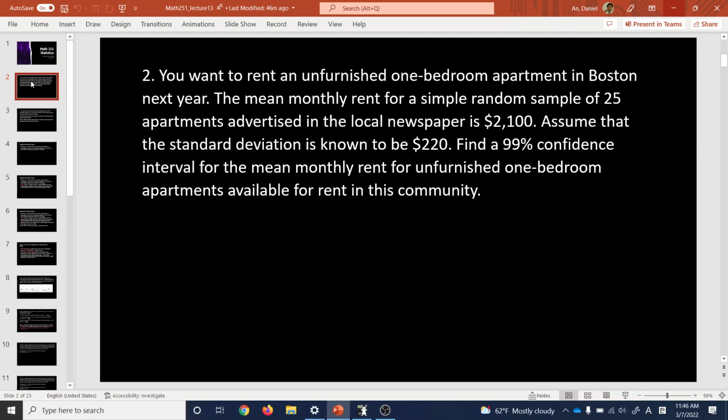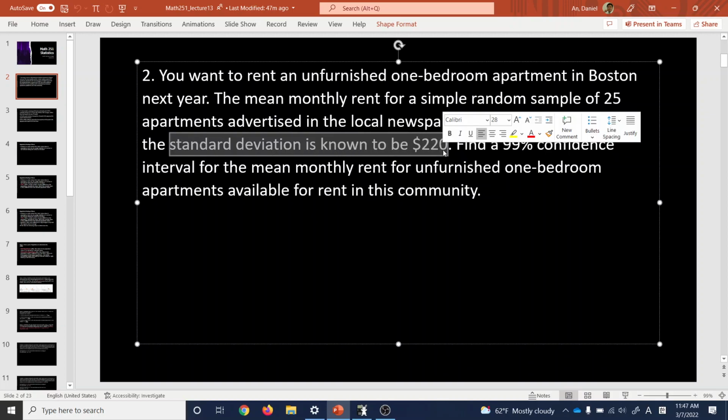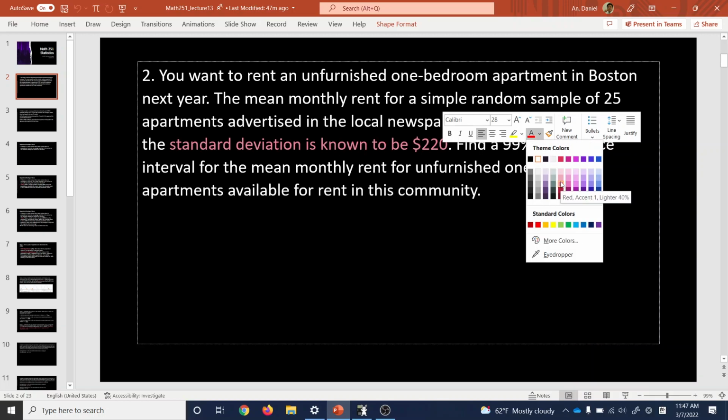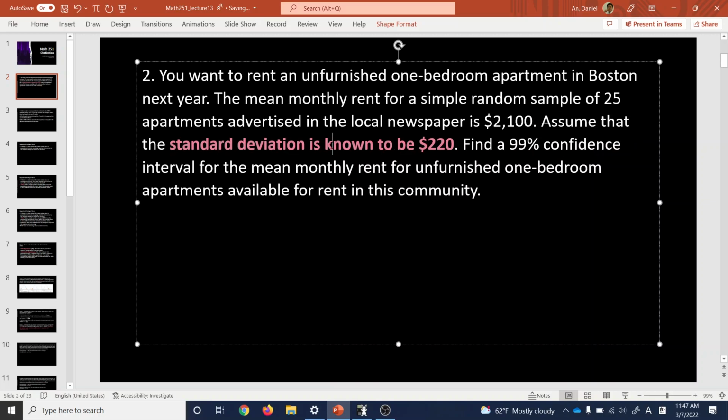I've been going around saying that you use the t-distribution because the number of samples is less than 30. But here's an important point. Assume that the standard deviation is known to be 220. This is very important information, because it says you know the standard deviation. Maybe there was some bigger census in the previous year or something. But let's say that the standard deviation is known.